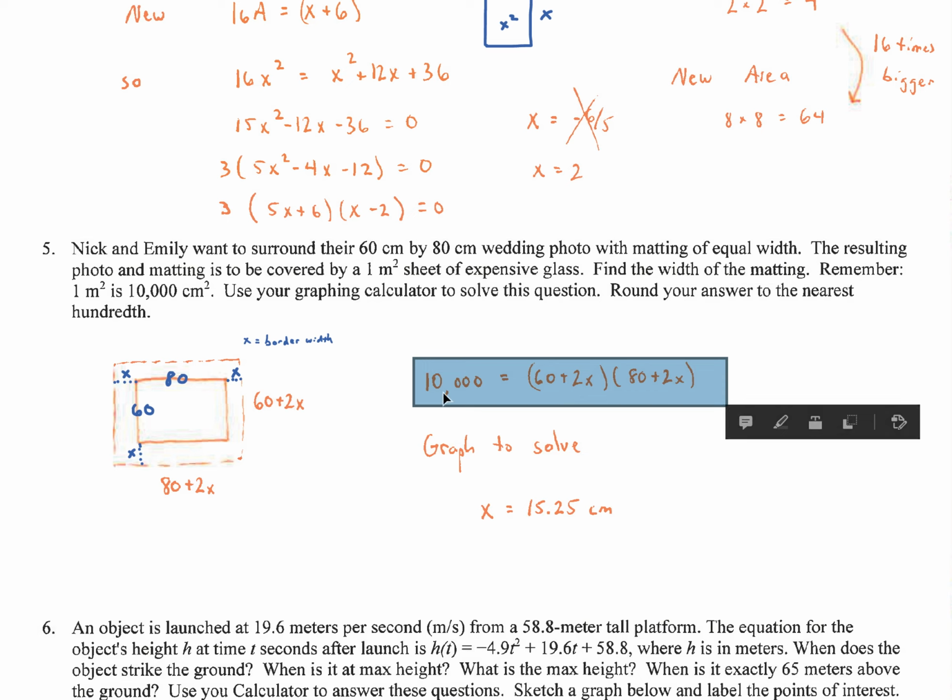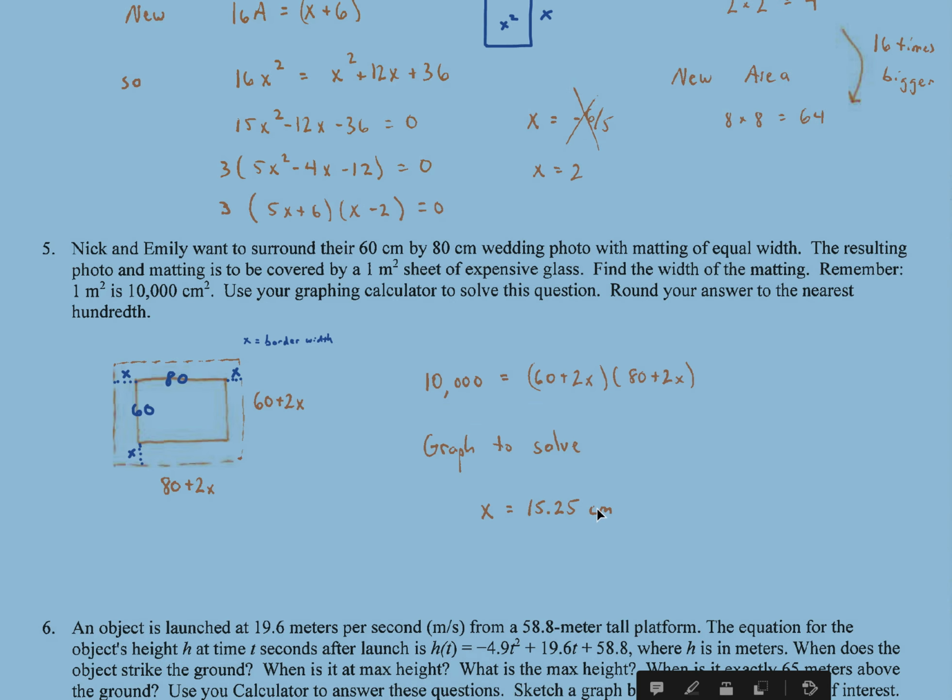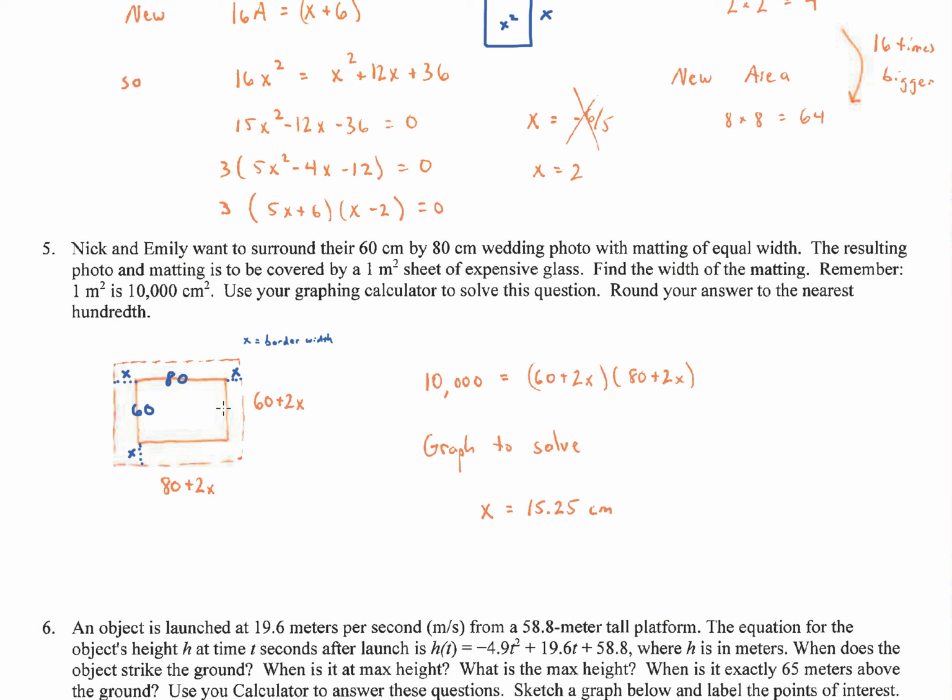And then I actually just took this and I graphed it and I solved. That's how big the border should be, such that your overall photo now has an area of 10,000.